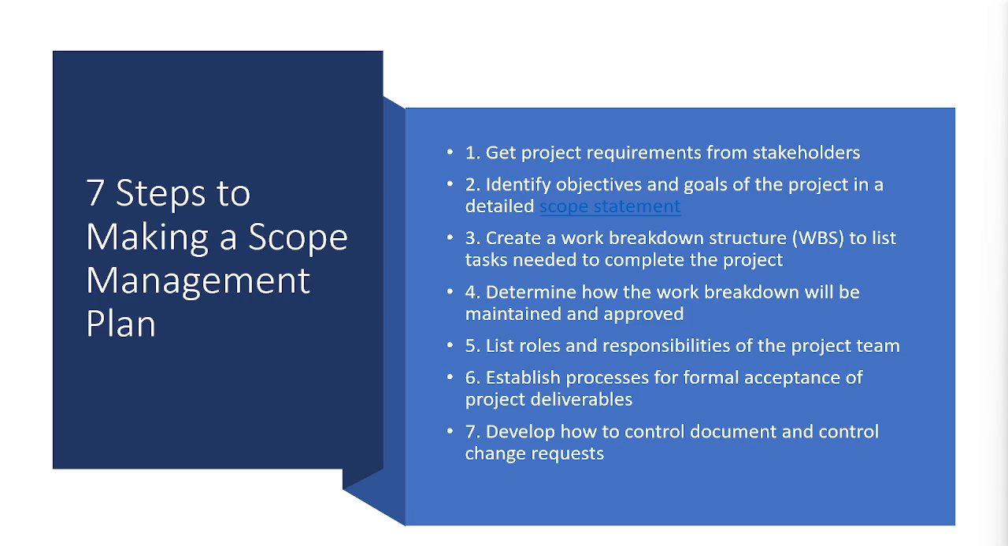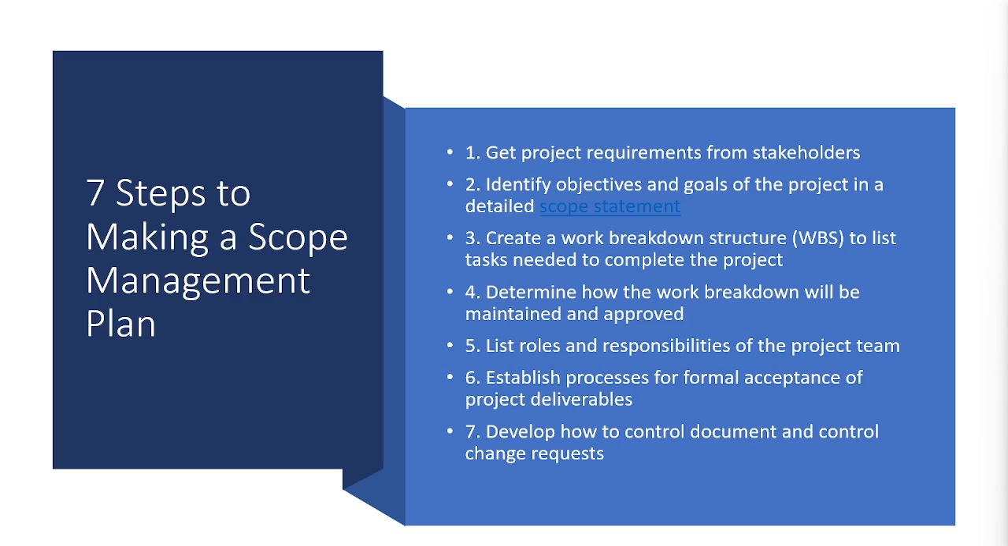Now we need to determine how the work breakdown will be maintained and approved, okay, by determining the milestones. So that's part of the controlling aspect of project management, is that we have to be able to manage it and verify that the work is being completed on time and in the proper manner, and that we're getting the results that we should be getting. Okay, that's 4.